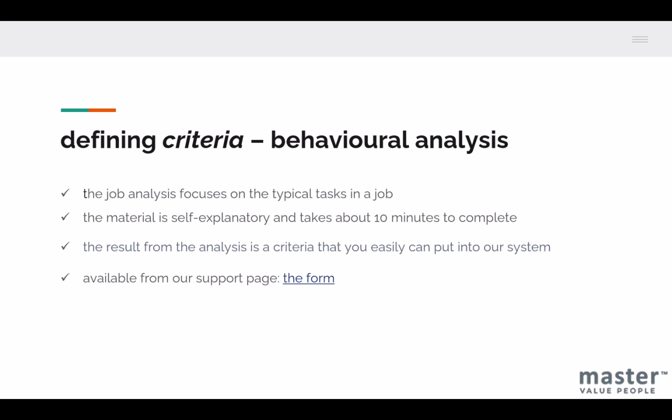You can also specify if certain traits are more or less important than the others to achieve a finely tuned set of criteria. A self-explanatory guide is included, and the tool takes about 10 minutes to complete. You can access the tool through our OPTO support page on our website. You can either fill it out by yourself, have the hiring manager fill it out, or you can do it together for even more consensus.